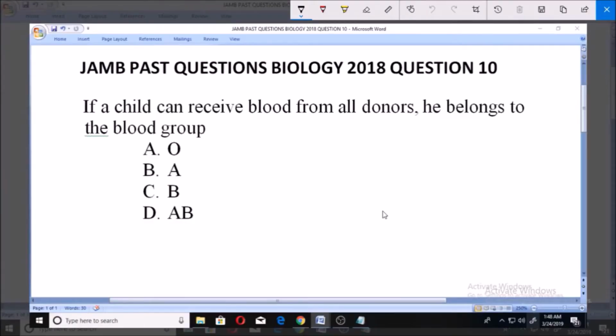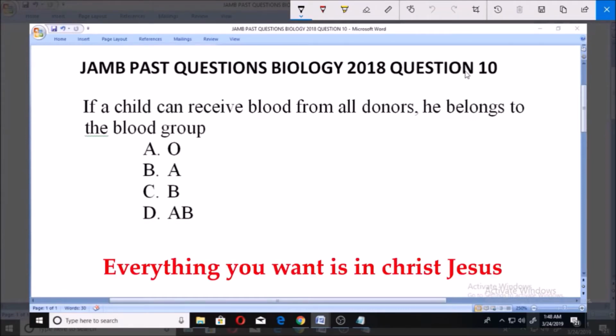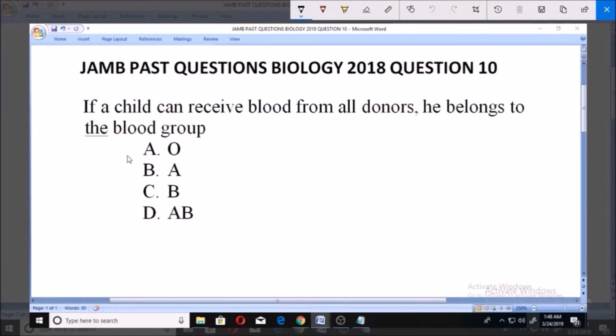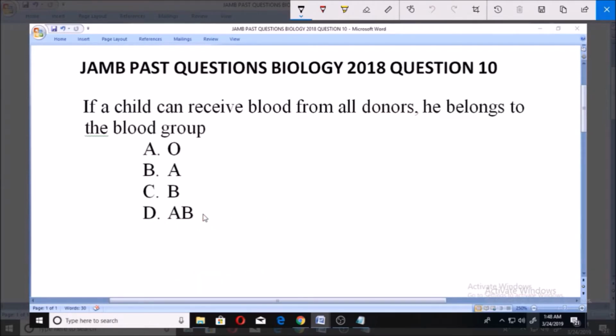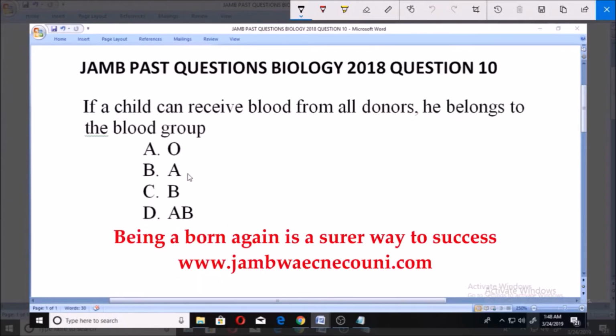Welcome. Let's look at this JAMB Past Questions Biology 2018, question number 10. If a child can receive blood from all donors, he belongs to the blood group: A. O, B. A, C. B, D. AB. So does he belong to blood group O, or A, or B, or AB?